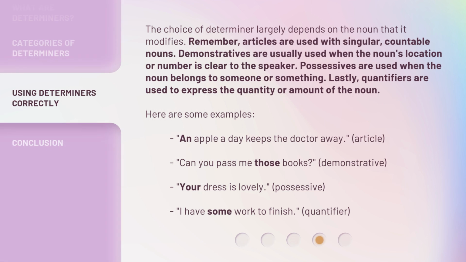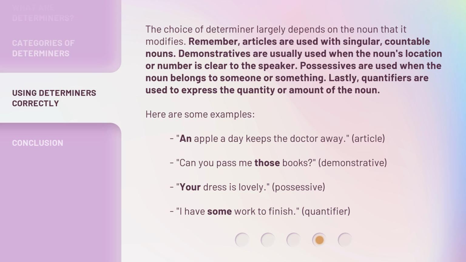The choice of determiner largely depends on the noun that it modifies. Remember, articles are used with singular, countable nouns. Demonstratives are usually used when the noun's location or number is clear to the speaker. Possessives are used when the noun belongs to someone or something. Lastly, quantifiers are used to express the quantity or amount of the noun.